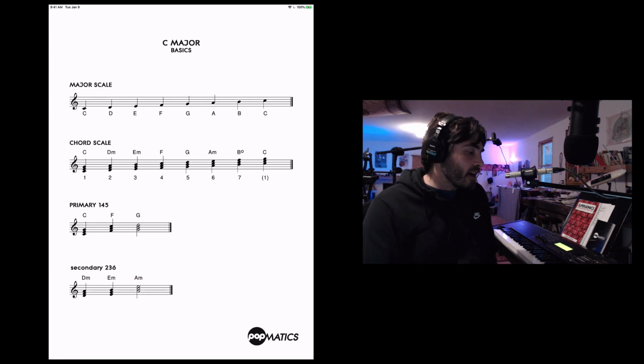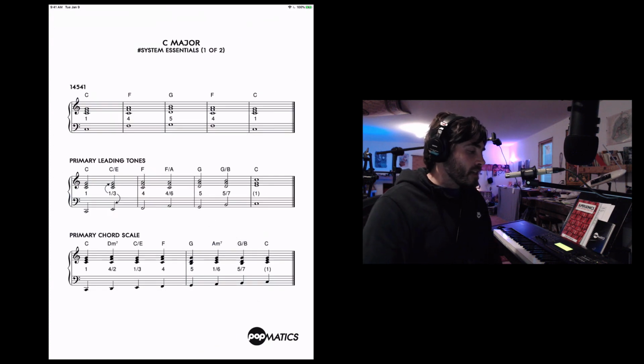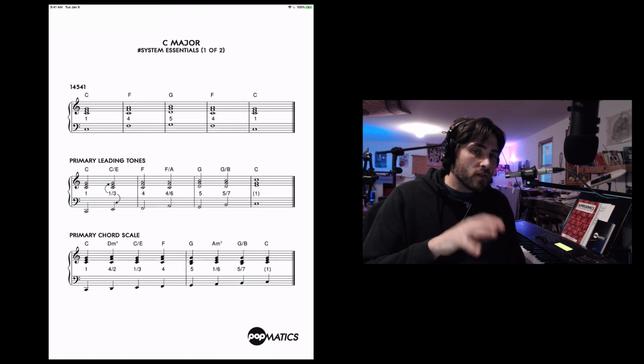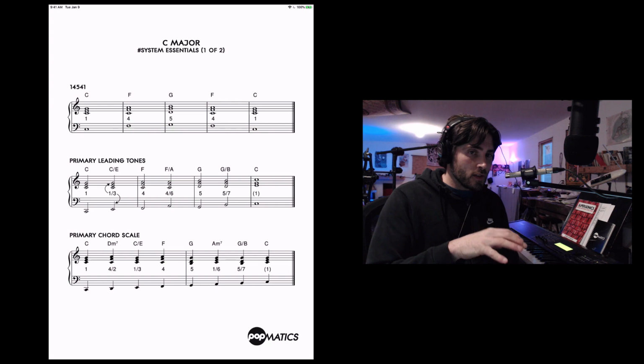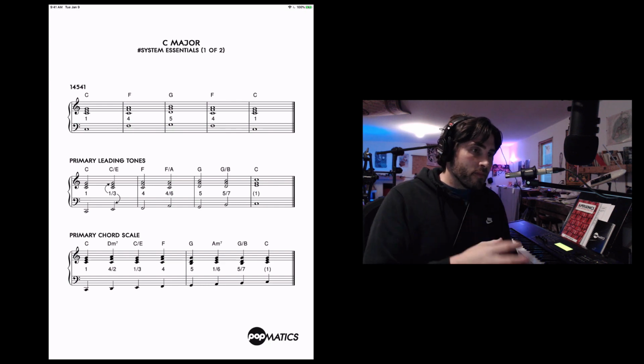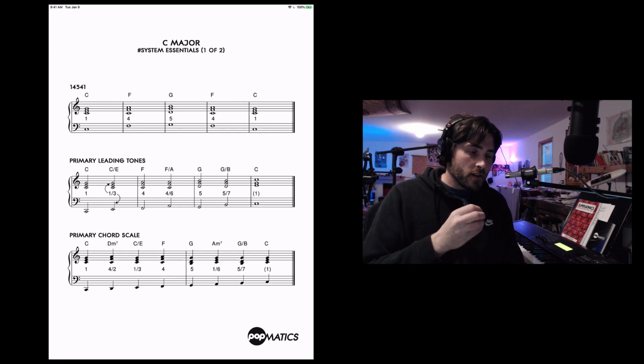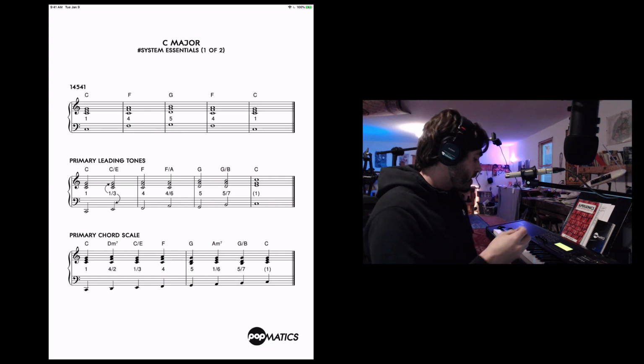So just breaking it down, these are the basics: major scale, chord scale with the number system underneath, and then separating the primary chords from the secondary chords. So our 1, 4, 5 for the major, 2, 3, 6 for the minor. When we get onto the next page, this is the number system essentials. These are the 5 sequence progressions that I have students play to really get familiar with the 9 most common chords that are going to show up in popular music.